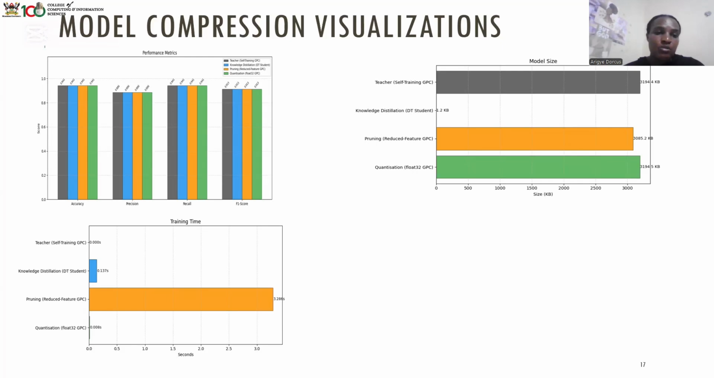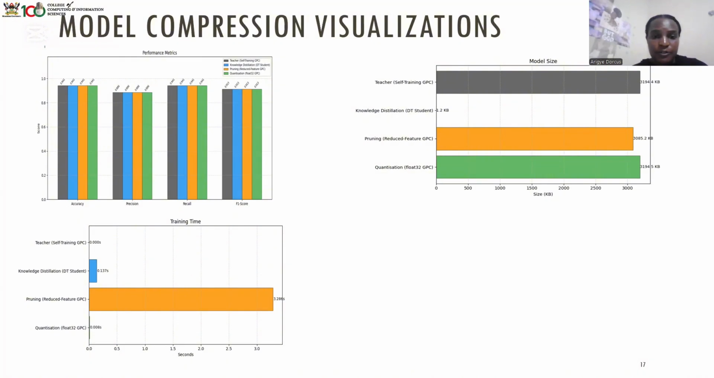Then we'll go to this graph on the bottom left. The final chart measures training time in seconds. The teacher takes essentially 0 seconds. It is a self-training baseline. Knowledge distillation is also fast at around 0.14 seconds. So pruning, however, is notably slower, around 3.3 seconds, and quantization returns to near 0 at roughly 0.008 seconds. So this means pruning carries a computational cost at training time while delivering minimal size benefit. Quantization and knowledge distillation are both fast to train, making them far more attractive in practice.